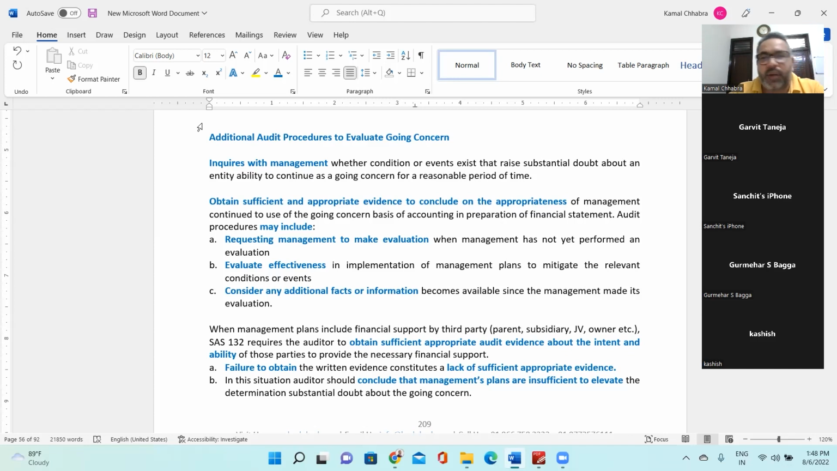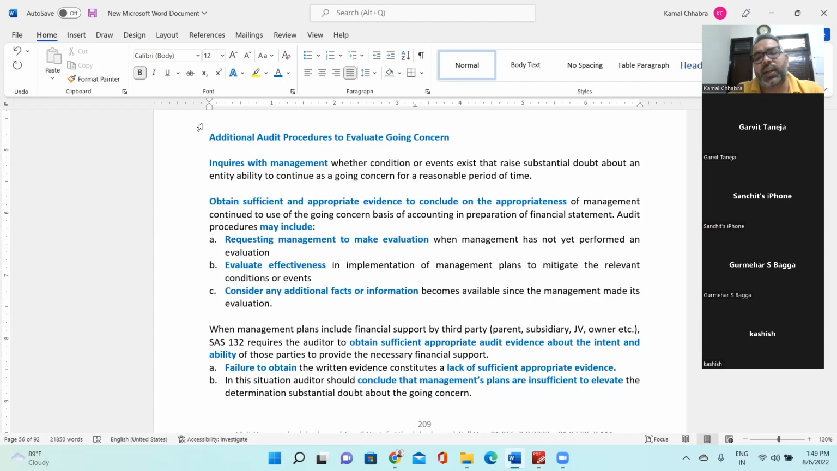next 12 months. But management on the other side says we are currently in loss, but we are a startup. And in future, we have plans to bring new investor on board, new customer on board. We are in talks with the investor, we are in talk with the customer, and they have given you very flourish plans for the future. Right? In that case of scenario, you need to evaluate the effectiveness of the implementation of those plans as well to mitigate the relevant condition and events.